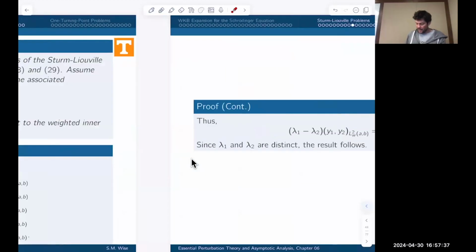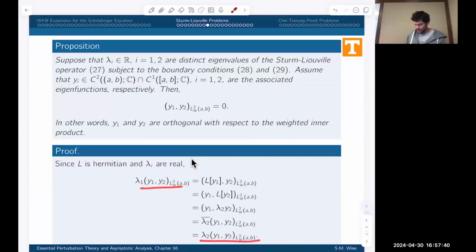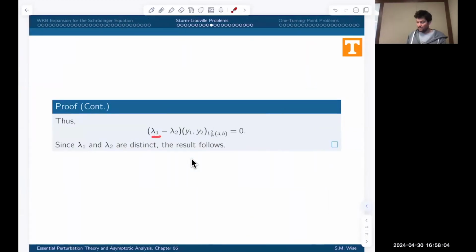But now take a look at this and that. Notice that this is just a number, and this is the same number. Lambda 1 and lambda 2 are distinct eigenvalues. So that means if I subtract one from the other, I don't get 0. So let's take this guy and move it to the other side. Subtract, use the additive cancellation property, right? What do you get? Lambda 1 minus lambda 2 times the number, the inner product of y1 against y2.